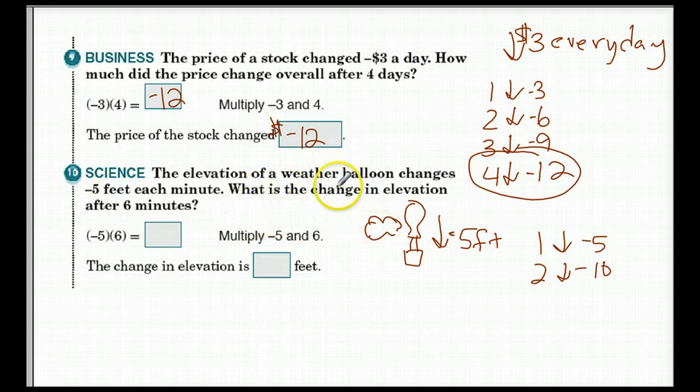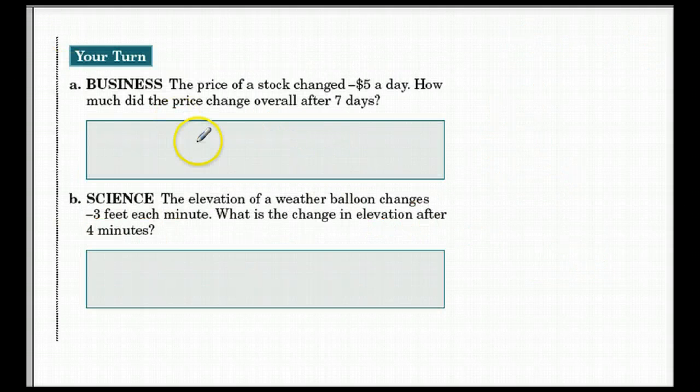Now we want to know, what is the change in elevation after 6 minutes? Well, the easy way to do that is just to multiply negative 5 and 6. If we multiply 5 and 6, we get 30. Since the signs are different, we change this to a negative, and we get the change in elevation is negative 30 feet. So, now it's your turn. You're going to do one about the stock and one about the weather balloon. They're just a little bit different, so try it on your own, check back.